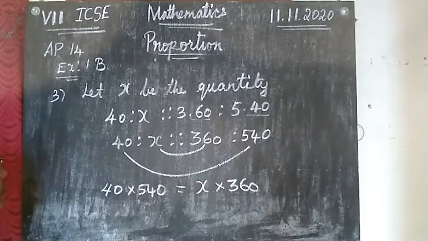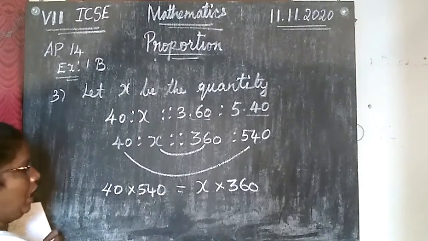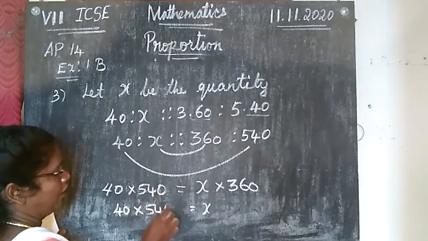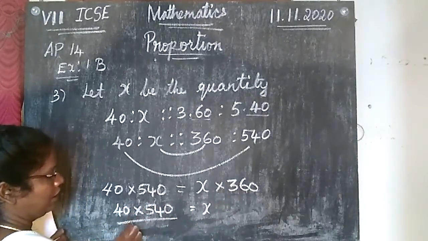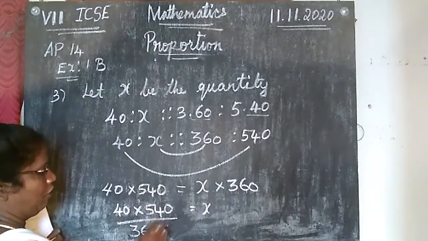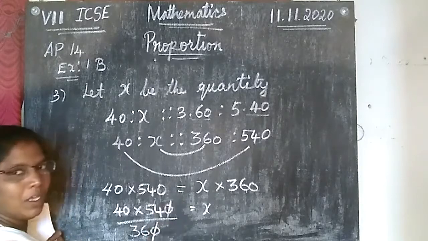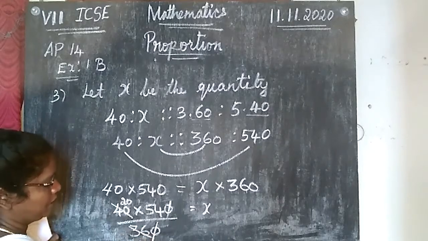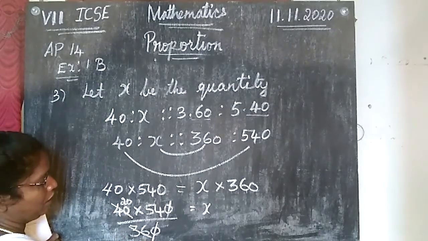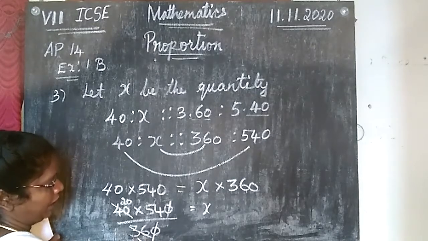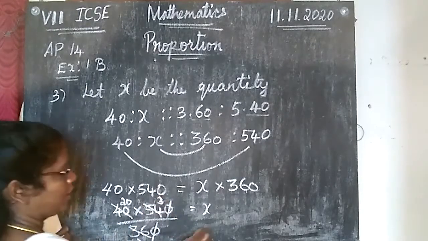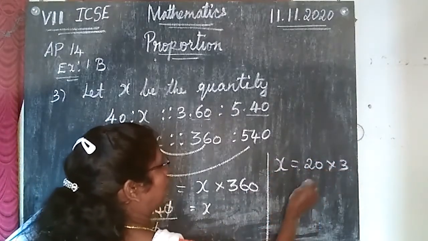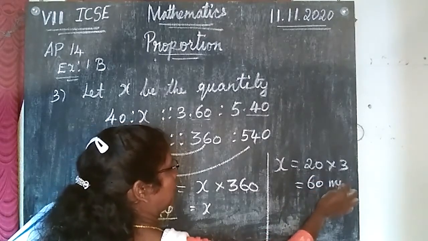Now we need to find out only x. So x will keep here. Bring this side: 40 into 540. 360 is multiplied, if it comes to the other side, division by 360. Can you see? Yes. 0 and 0 cancelled. 2 times you cancel: 2 20s are 40. 2 times means 18 2s are 360. Again what can we do? 1 18s are 18, 3 times 54. Now what is left? Therefore x is equal to 20 into 3, that is 60 minutes.